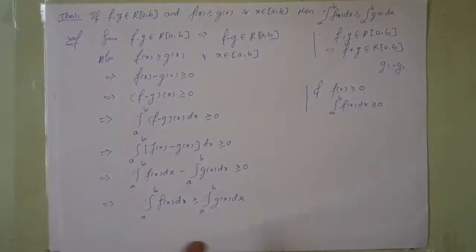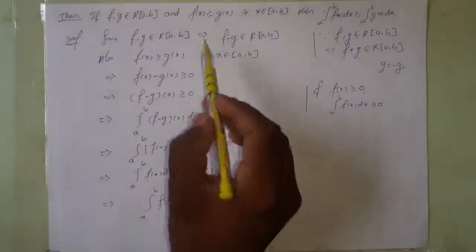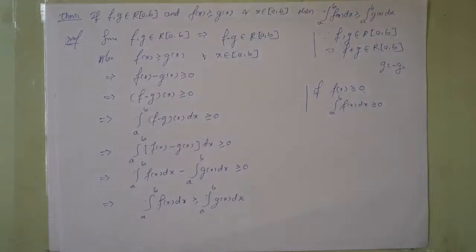So here this is the theorem. In this theorem it is given that f and g are Riemann integrable functions and f(x) is always greater than or equal to g(x), then the Riemann integral of the function f is greater than or equal to the Riemann integral of the function g.